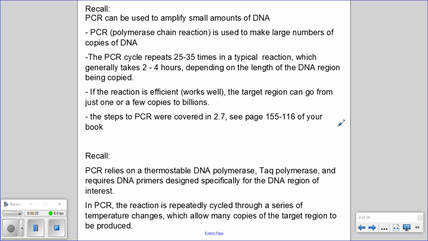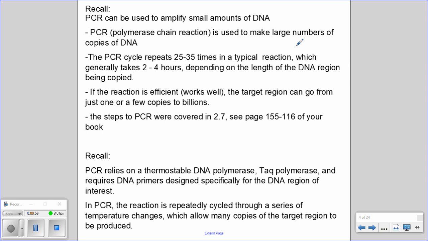We'll start with just recalling a few items. When DNA is obtained, it is going to be subjected to the technique of PCR, and PCR is going to be used to amplify small amounts of DNA. That polymerase chain reaction is used to make large numbers of copies of DNA, and the PCR cycle is going to repeat itself 25 to 35 times in a typical reaction, which will generally take 2 to 4 hours depending on the length of the DNA region being copied.